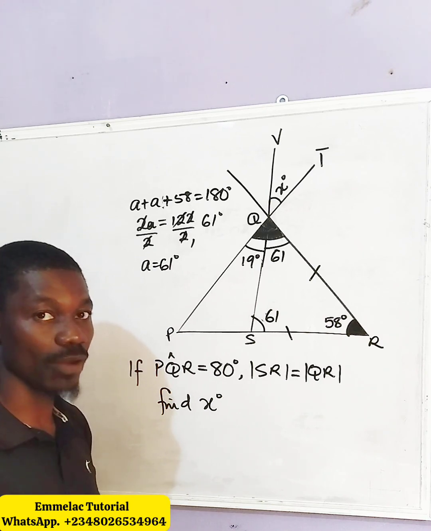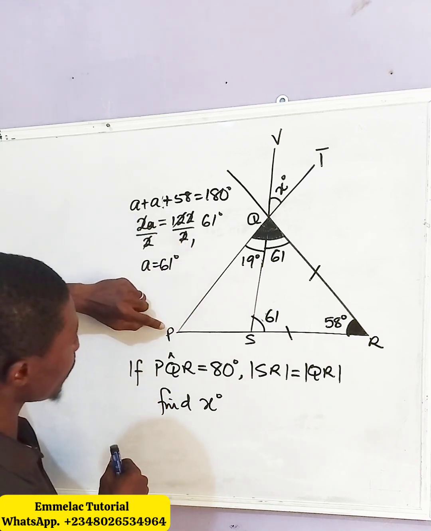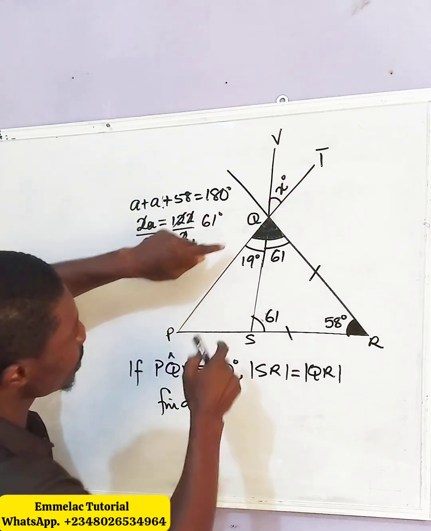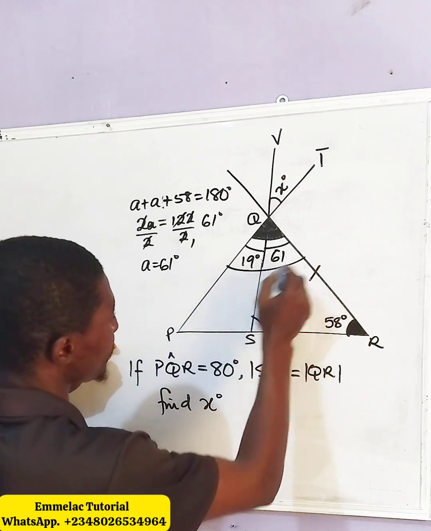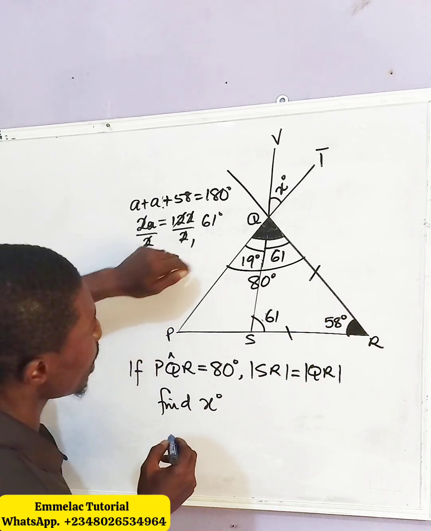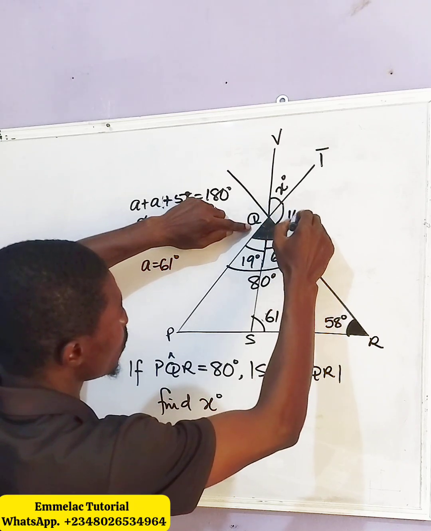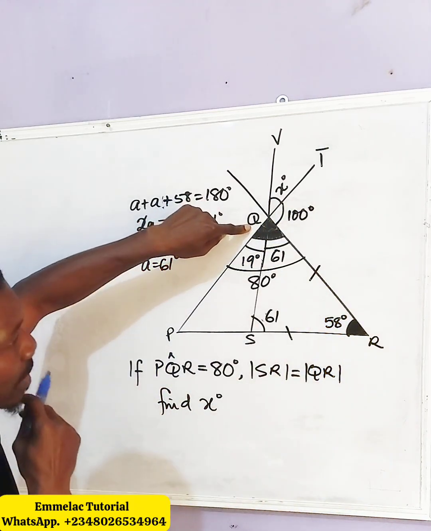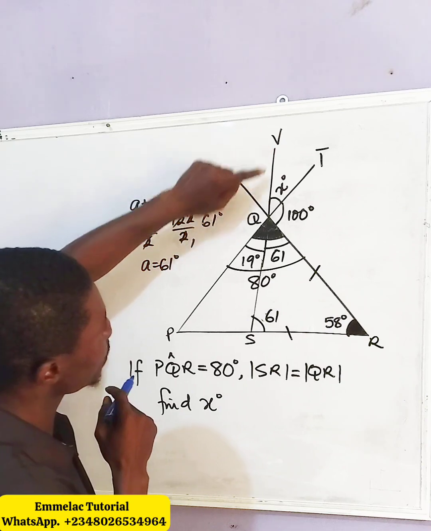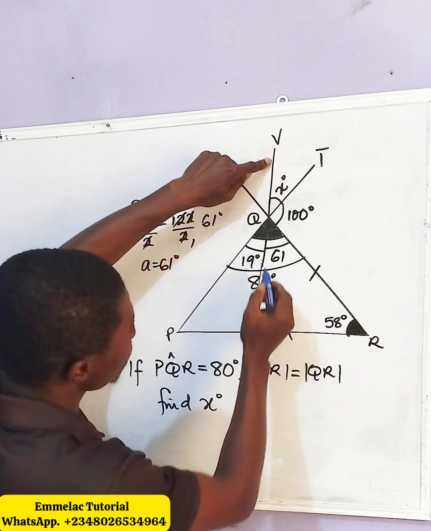Now, but let us see how true it is using another method. Now, look, considering this straight line PQR, you see that the whole of here is 80 degrees according to the question. So it implies that the remaining part here will be what? 100 degrees.